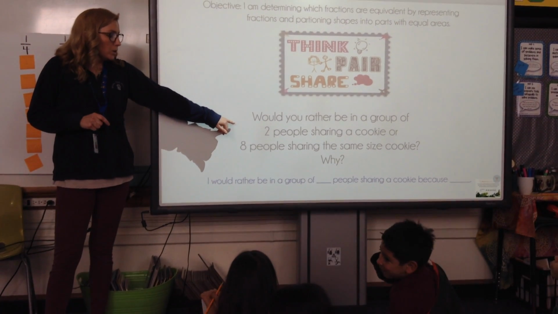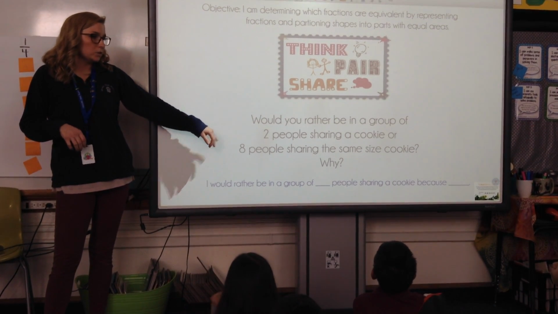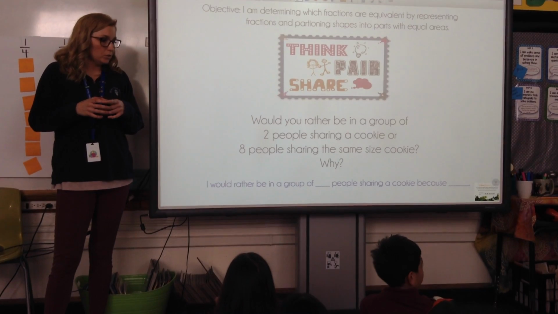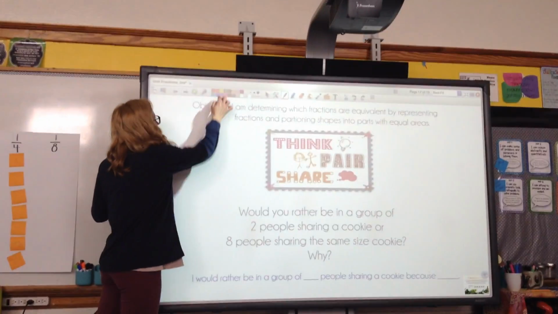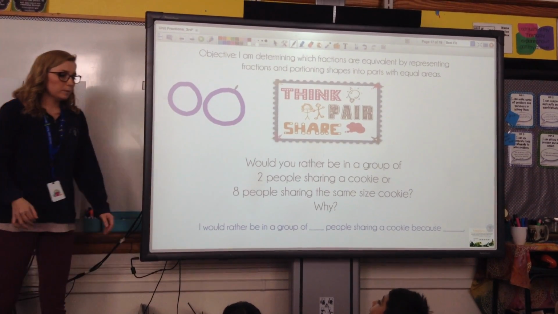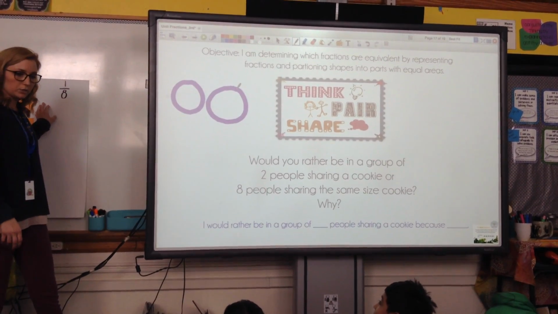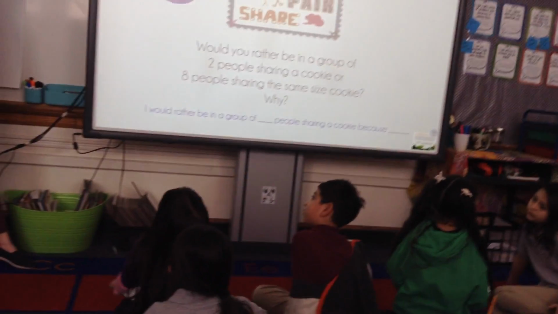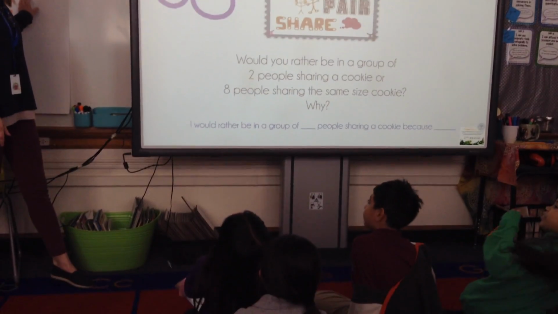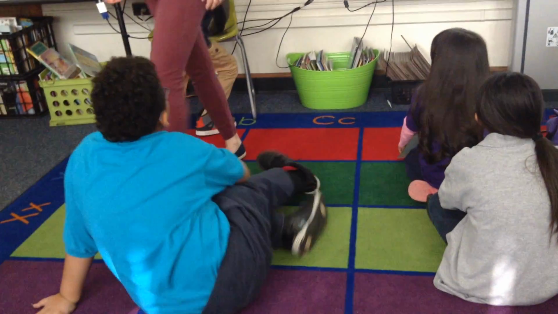So if you were in a group, would you rather be with 2 people sharing a cookie or 8 people sharing that same cookie? The cookies are the exact same size. Would you rather share with 2 people or 8? So you guys turn and talk to your neighbor, and then you can move your sticky note if you want to. You don't have to, but if you think something differently now. Then you can go back and sit on the carpet, okay? Yoshi, go back and talk to Nicholas first. Tell him why you were there.